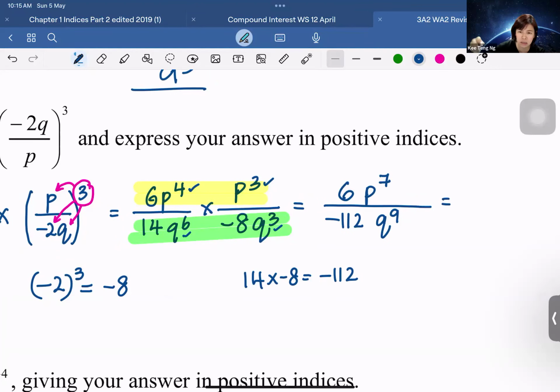But last but not least, let us simplify our fraction over this portion. So 6 over negative 112, that leaves me with 3 over negative 56, P to power 7, Q to power 9. Have you gotten the answer?